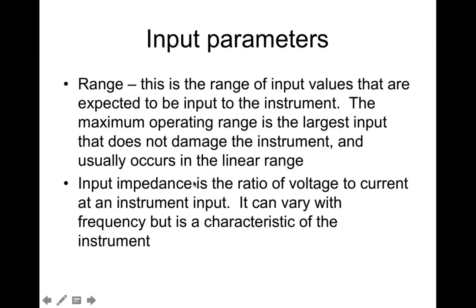And so it just kind of depends on where you are in the measurement and what your particular measurement system is designed to do. Your input parameters are range and input impedance. The range is the range of input values that are expected to be input to the instrument. The maximum operating range is the largest input that doesn't damage the instrument, and it usually occurs in the linear range. Input impedance is the ratio of the voltage to the current at an instrument input. It can vary with frequency, but it is usually a characteristic of the input of the instrument. Input impedance is important when you have very fast measurements and your sensor does not have the same impedance as your measurement system. You can then get some issues based on input impedance.